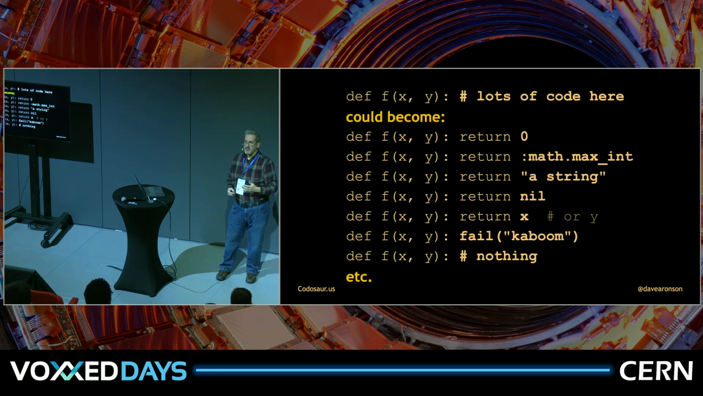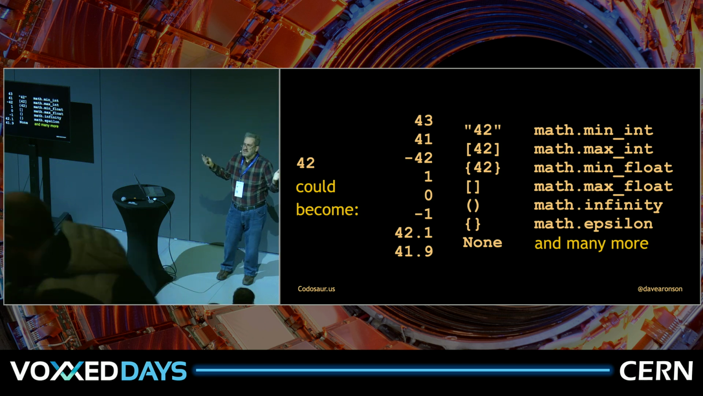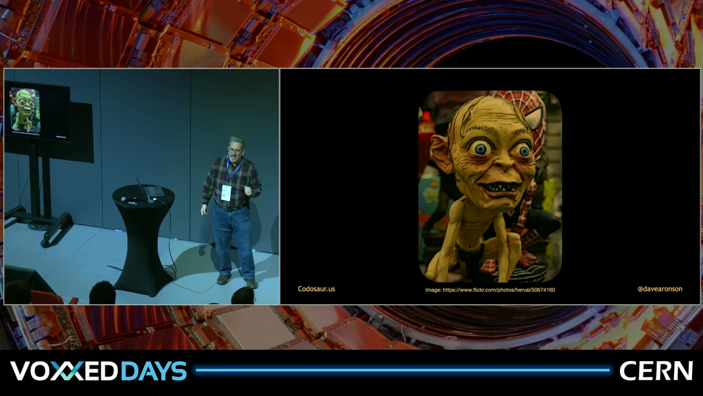It can replace a function's entire contents with returning some constant, or returning one of the arguments, or deliberately raising an error, or nothing at all, whether the language permits. It could change a value to another value, like changing 42 to any of these, and many more, but I had to stop somewhere. It could even change it to something of an incompatible type, like changing a number to a, if I may quote Gollum, string or nothing.